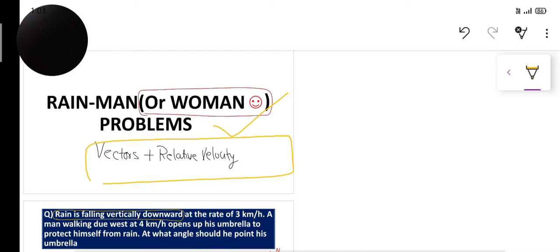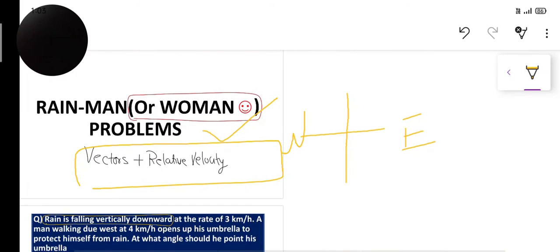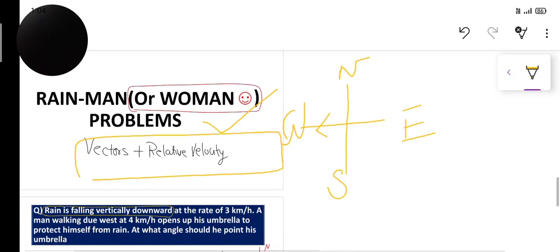Rain is falling vertically downward at a rate of 3 km per hour. A man walking due west at 4 km per hour opens his umbrella to protect himself. At what angle should he point his umbrella?